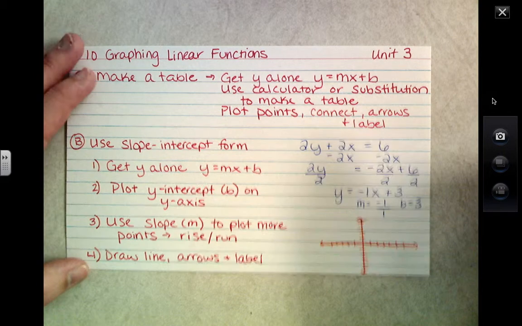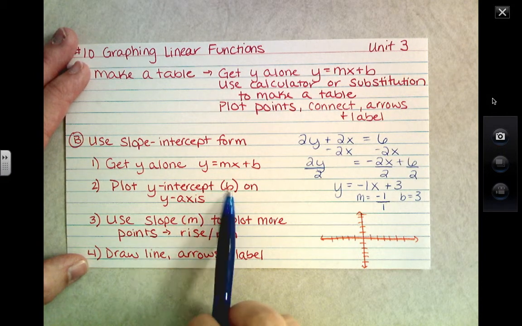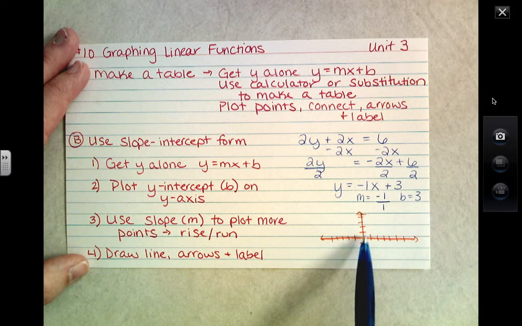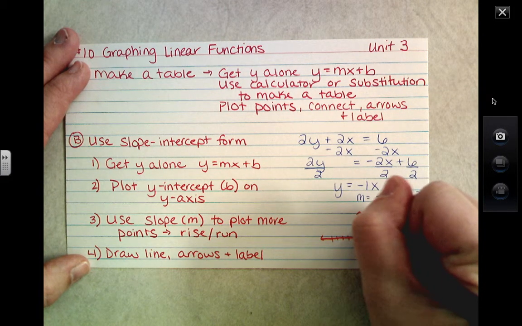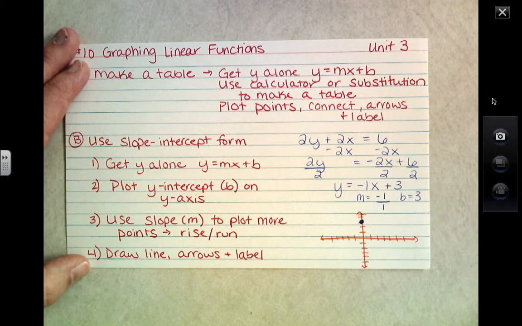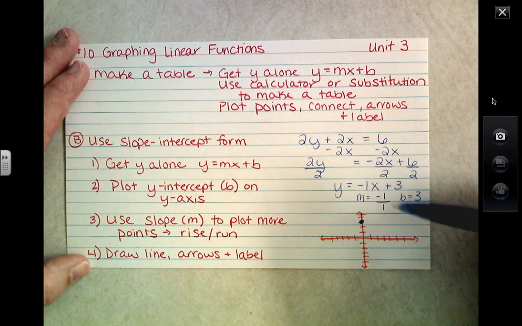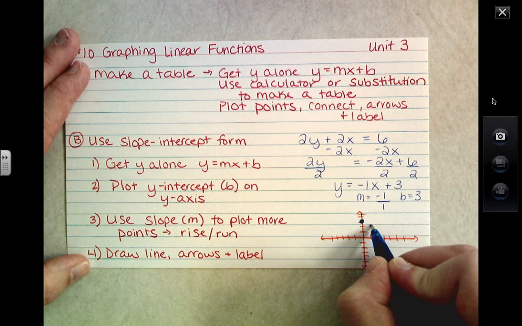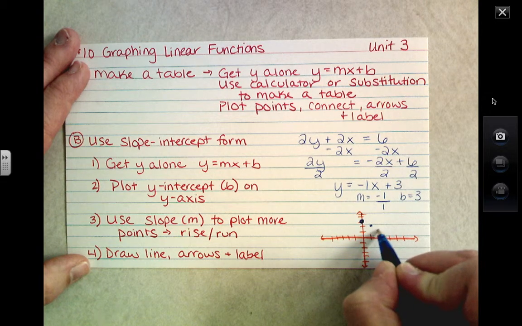Okay, so you're going to start with b. We always begin with b, once we have y alone. So we look at b, which is 3, and that goes on the y-axis. So from the origin, I'm going to go up 3 so that I have a point plotted on the y-axis at 3. The slope tells me the rise and the run. So I'm going to rise negative 1, run positive 1. To rise negative 1 means to go down. So I'm going to go down 1 and to the right 1. And then I'm going to do it again, down 1 and to the right 1.